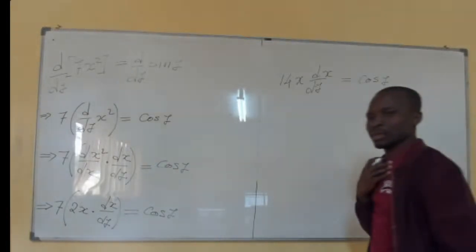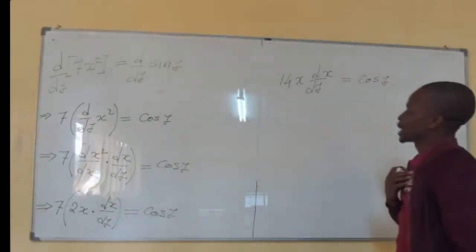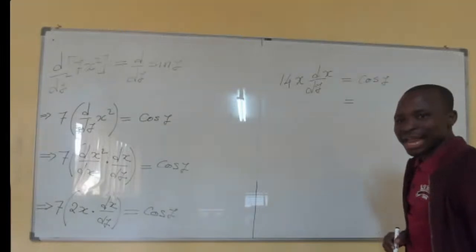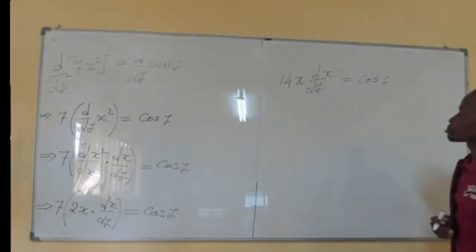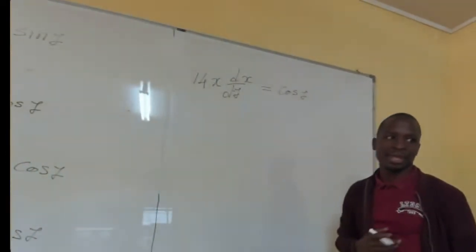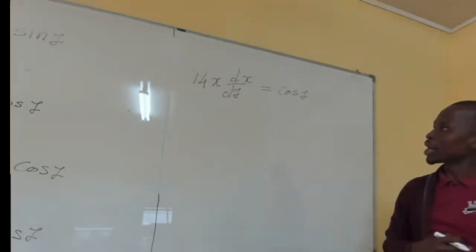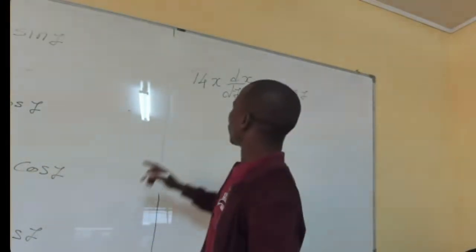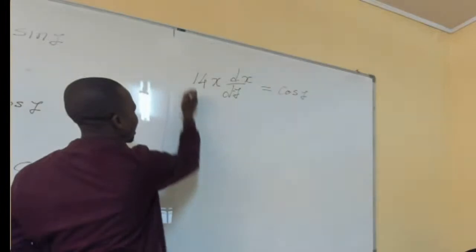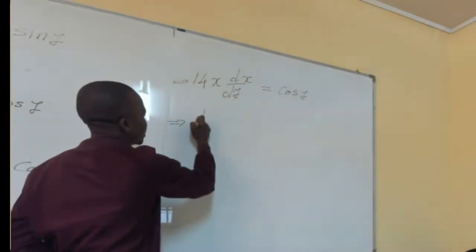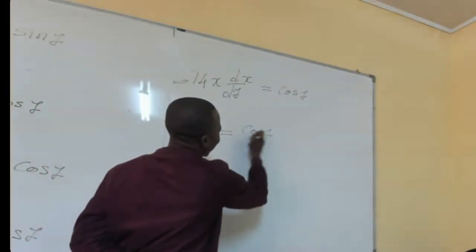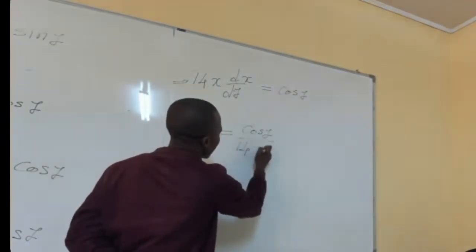Before we do anything else, maybe I need to go step by step. Now, what do we want here? We need to produce dx/dy. Making dx/dy the subject of the formula, this gives us dx/dy equal to the cosine of y divided by 14x.